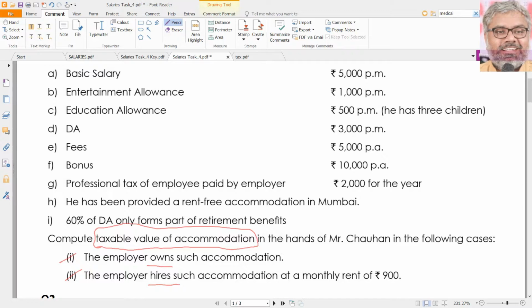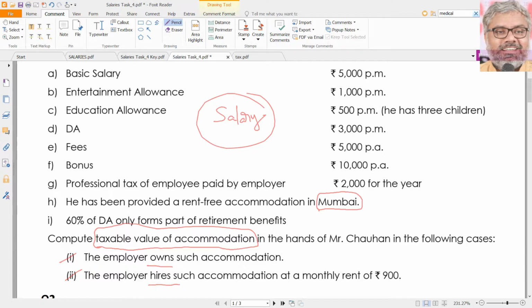If the accommodation is owned by the employer, we have to look at the population of the city also. In this case, the rent-free accommodation is provided in Mumbai, which is definitely going to have a population of more than 25 lakhs. So naturally, 15% of salary will be the value of perquisite. Whether the employer owns the accommodation or hires the accommodation, one thing for sure, for perquisite valuation in respect of rent-free accommodation is computation of salary for this purpose. That is a core thing.